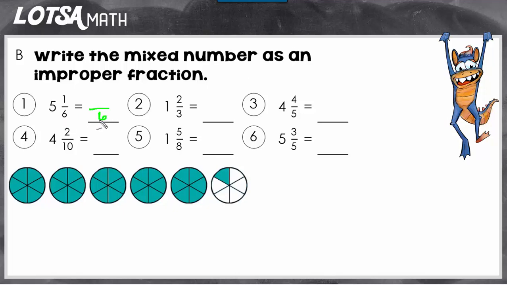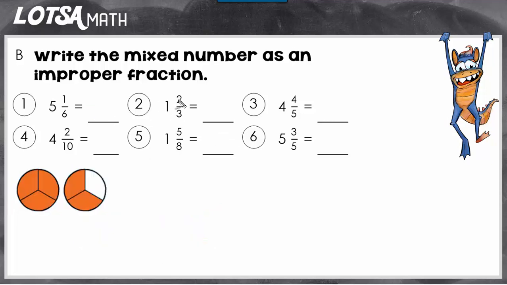The denominator doesn't change because there's always going to be 6 pieces in one whole. So to find the number of pieces, we could count up all the pieces: 1, 2, 3, 4, 5, 6, 7, 8, 9, 10, 11, 12, but that would take forever. So what we do is count up first the pieces that are in the holes by doing multiplication. We have 5 holes and there are 6 pieces in each hole. So we have 30 pieces represented here, plus 1 more. So we have 31 pieces, and that becomes your numerator, 31/6.